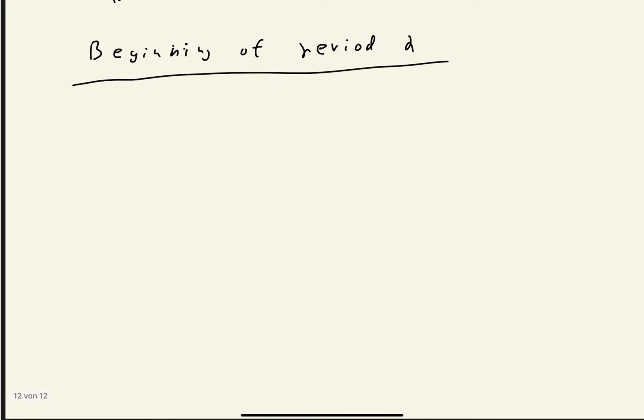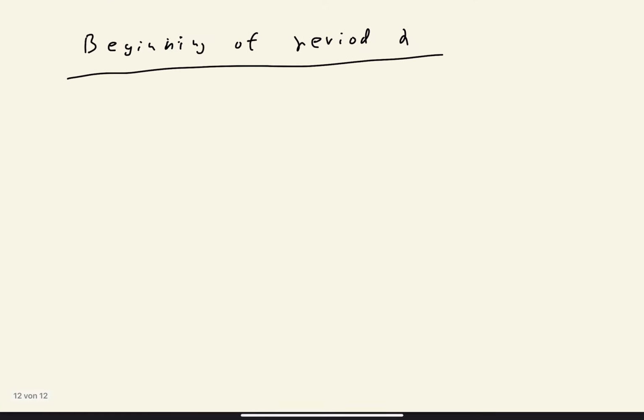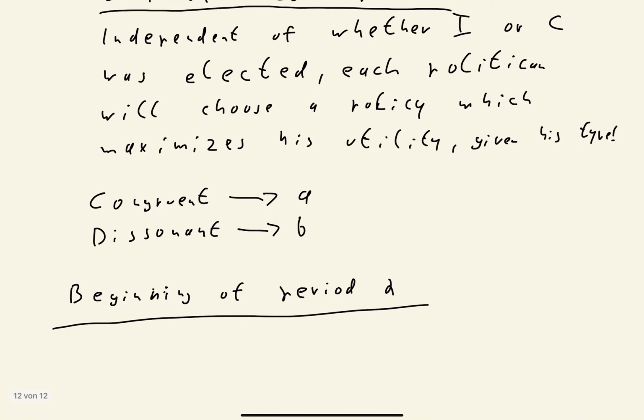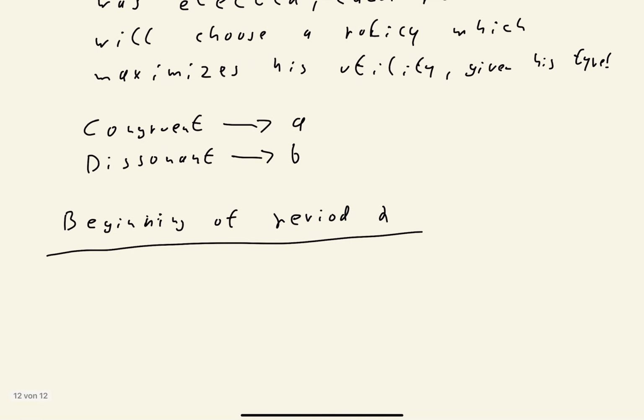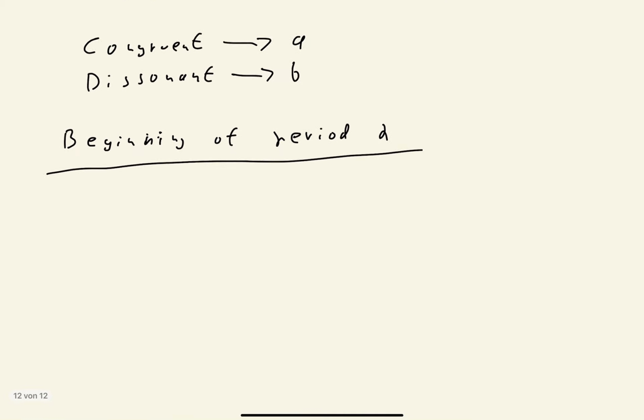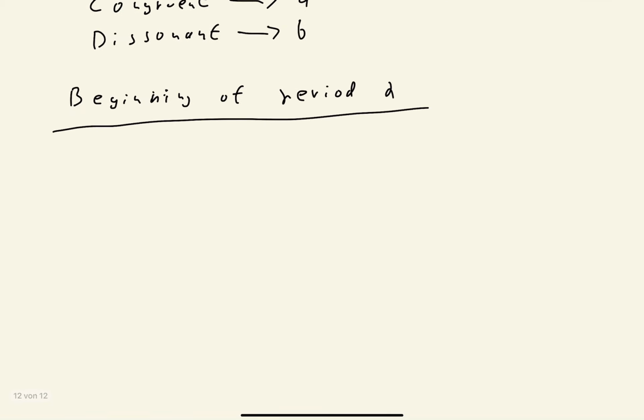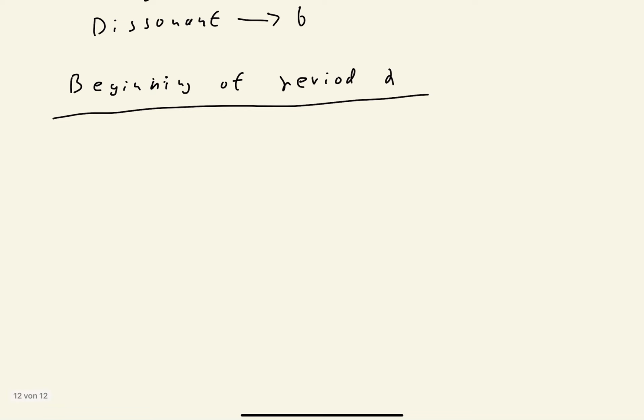And the voter knows or anticipates the behavior of the elected politician at the end of period 2. So he knows that if he elects any of the politicians, independent of who, if the politician is of a congruent type, he will choose policy A, and if he's of a dissonant type, he will choose policy B. So he can anticipate this behavior, and he knows what policy was chosen by the incumbent in the first period.